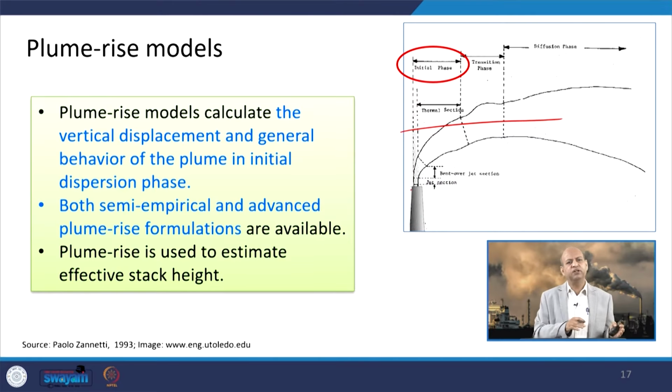Both semi-empirical and advanced Plume-rise formulations are available nowadays, and the Plume-rise is basically used for estimating the effective stack height, because in dispersion models you use the effective stack height, not the physical stack height. Physical stack height plus the Plume-rise is the effective stack height. So, for that we need Plume-rise estimations, and those are done by Plume-rise models.